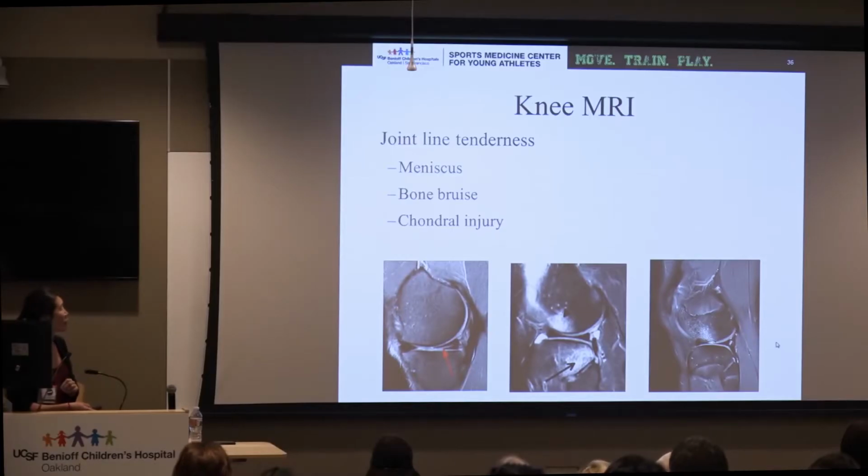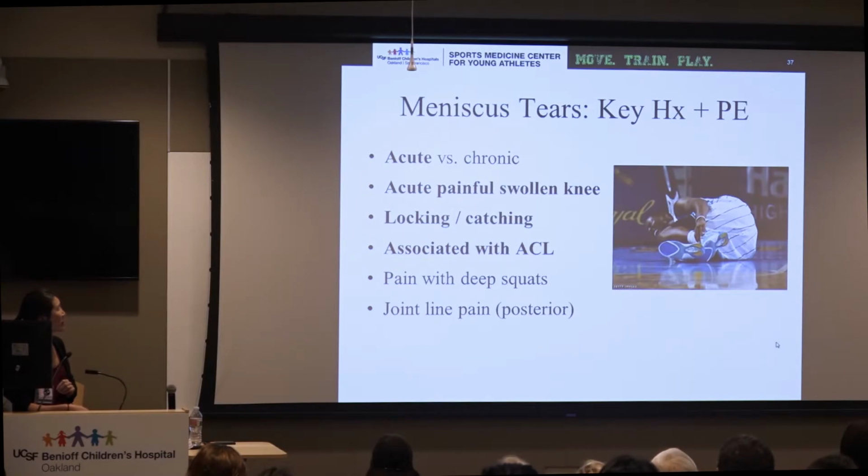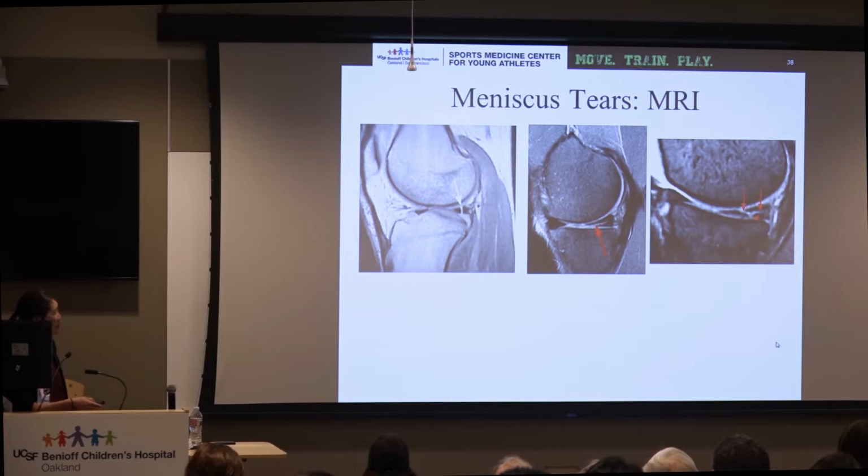Okay. So for knee MRI, joint line tenderness, this is all the things you can see. Meniscal tears, bone bruises here, cartilage damage. And boy, I could talk forever on just the knee. So here, meniscus tears, key history and physical, acute versus chronic, acute painful swollen knee from meniscus, locking, catching, typically associated with an ACL, pain with deep squatting, and joint line pain. You can have posterior as well. If it's deep in the knee, that could be the meniscus as well because of the way it wraps around. And here are some examples of what they look like. The type of tear is a vertical, horizontal tear, and this is a complex.